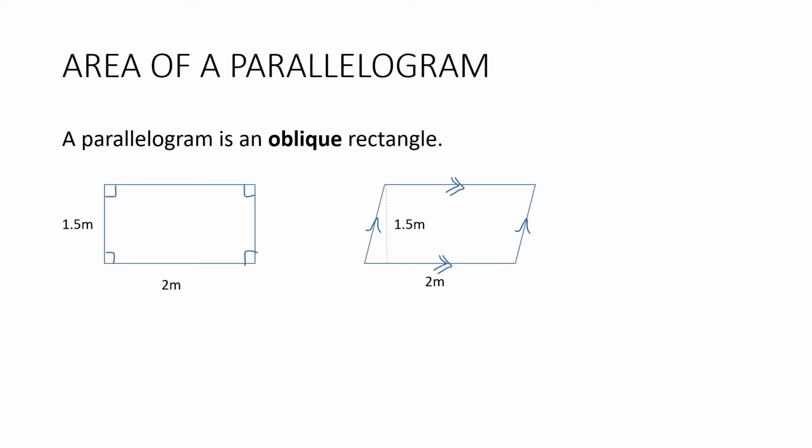Okay, so let's begin. A parallelogram is an oblique rectangle. So that just means it's like a rectangle, has opposite sides equal and parallel, but it doesn't have four right angles. It's been pushed over. Now it probably doesn't surprise you that I'm going to tell you that those two shapes on the screen have exactly the same area.